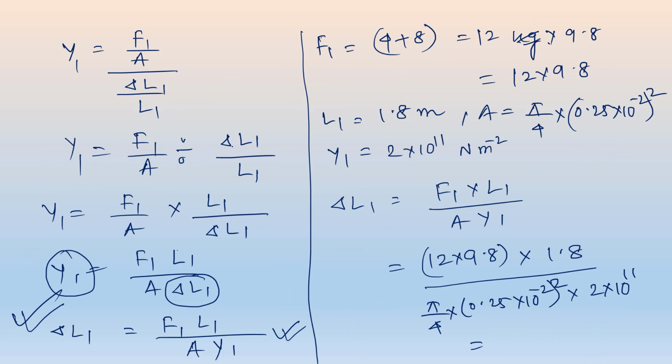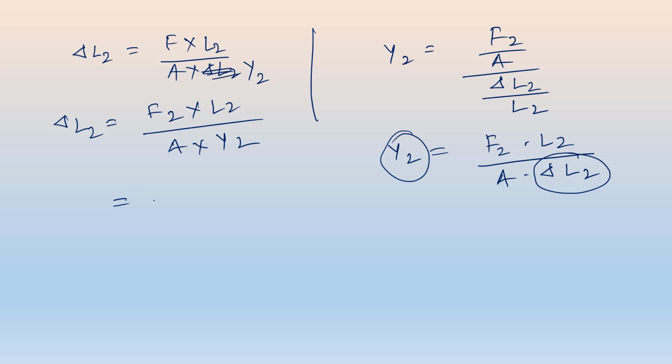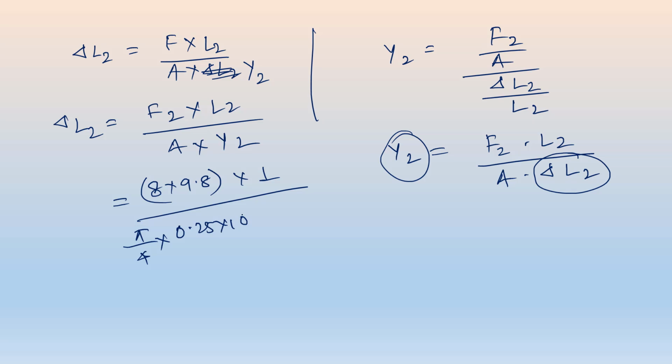Now I am just going to substitute all of the values over here. That will be 8 into 9.8. L2 is 1 meter. Area is pi by 4 into 0.25 into 10 to the power of minus 2, that whole squared, multiplied by the Young modulus, which is given as 0.9 into 10 to the power 11. Just try to make the solution and you will get the answer.